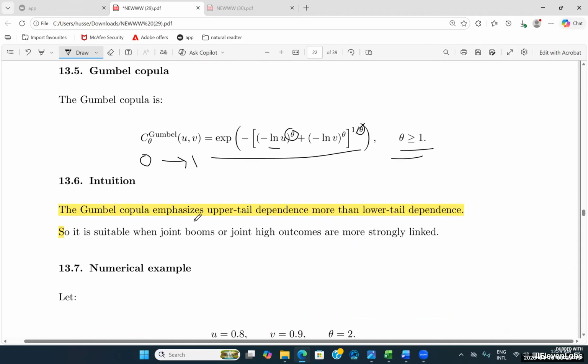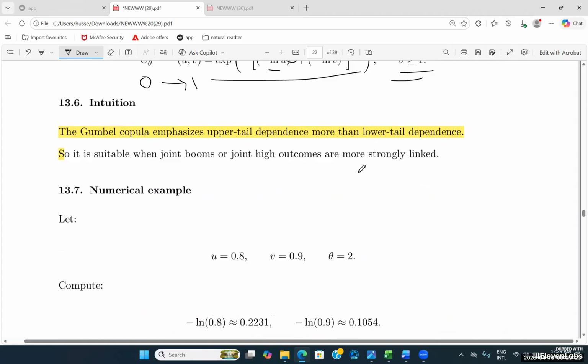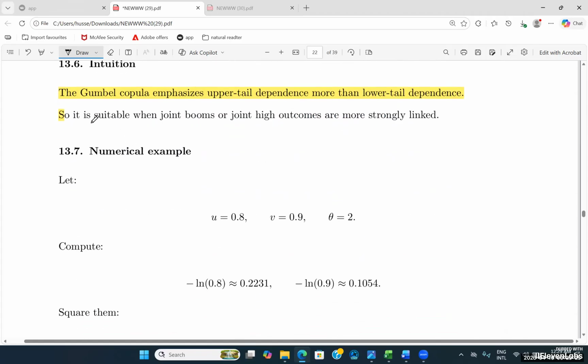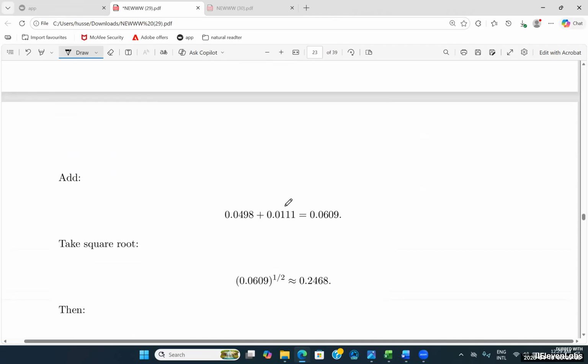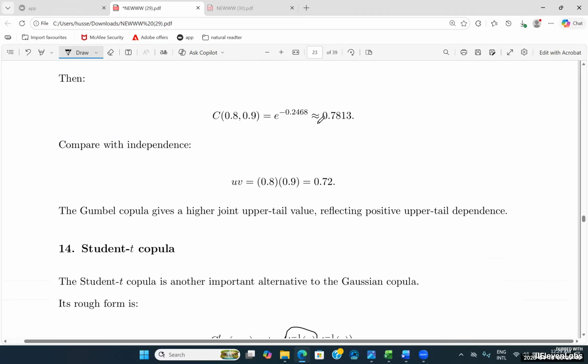The Gumbel copula in this context specifically emphasizes an upper tail dependence rather than a lower tail dependence. This makes it particularly suitable for situations where joint booms or other joint high outcomes are more strongly linked together. For instance, this would apply when you are specifically picking out the higher values from a probability distribution. If you input the figures and perform the necessary calculations, you'll find that you arrive at a copula dependence value of 0.78. This particular result is quite significant. However, if we consider the scenario where they are truly independent, the value drops to 0.72.